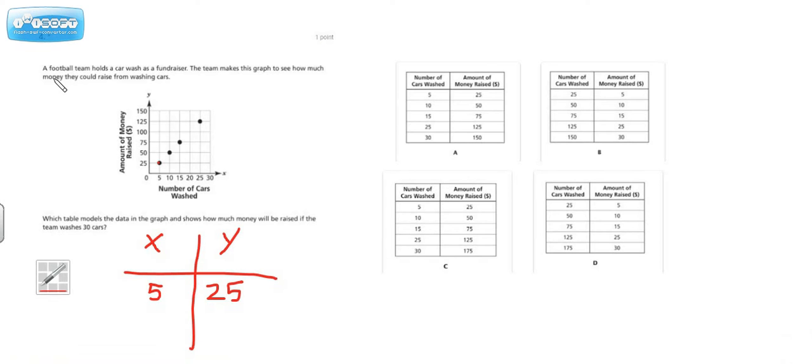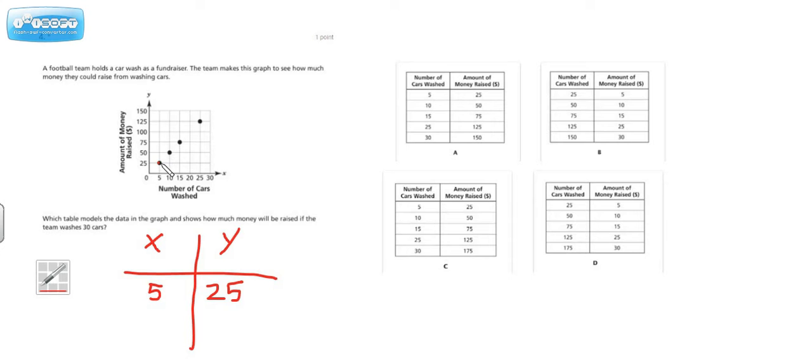We're taking a look at question 4. A football team holds a car wash as a fundraiser. The team makes this graph to see how much money they could raise from washing cars. And here's the graph. And they want to know which table models the data in the graph and shows how much money will be raised if the team washes 30 cars.